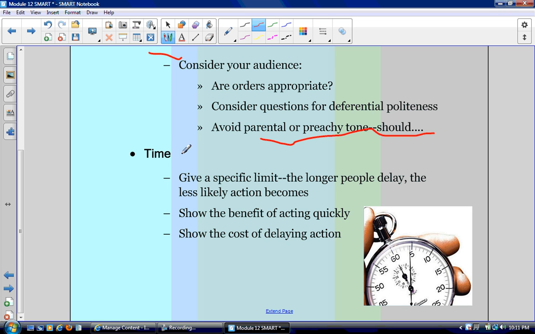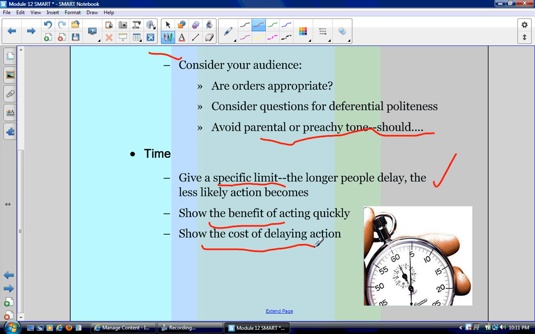And then think about time. How fast do you need actions to happen? It's really helpful often if people are given a specific limit in terms of when you need a decision to be made. The longer that they delay, the less likely action becomes. They'll sit on it for as long as they can if you don't give them a deadline. And you want to also convince them that that's in their best interest. Show the benefit of acting quickly, and if you have to, show them the cost of delaying action.